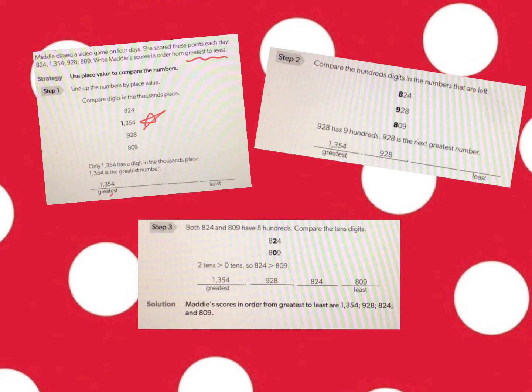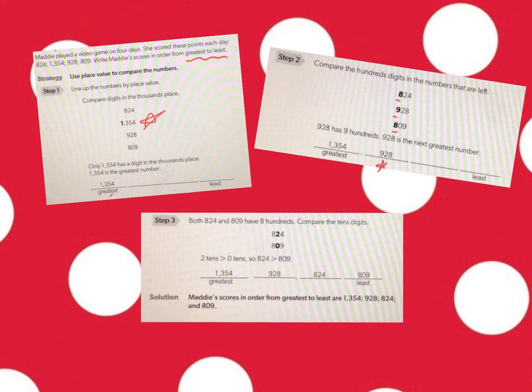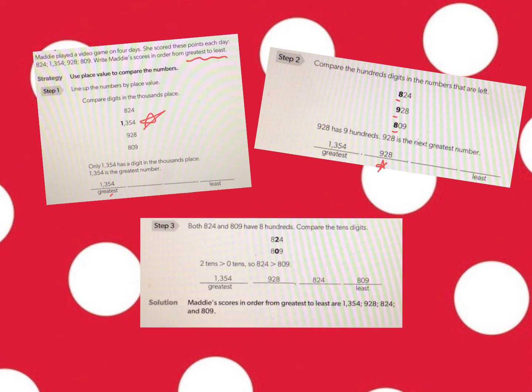So if you take a look at the hundreds place, we have 824, 928, and 809. I know that 928 has 900s, so 928 is the next greatest number. And then finally, we're going to look at step 3, okay? You can remember that both 824 and 809 have 800s.